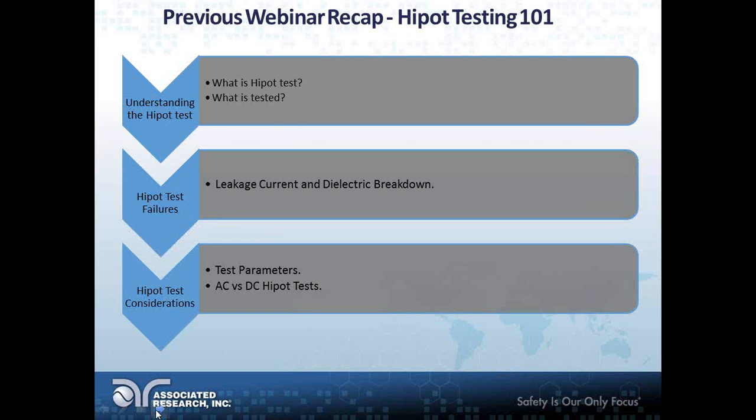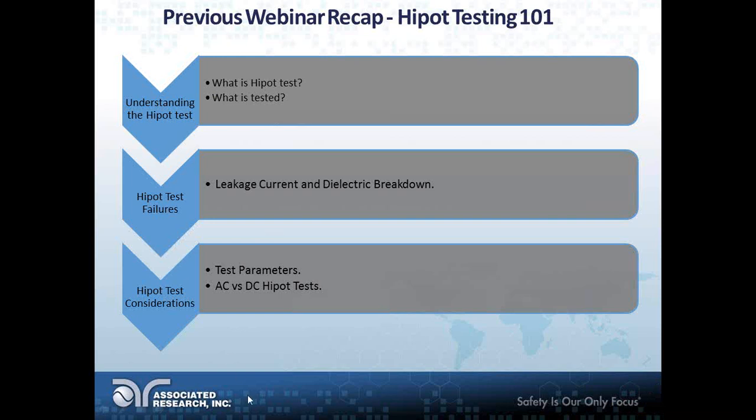I'm pretty much going to assume that you've seen Hipot Testing 101, or at the very least, you know the basics of Hipot and dielectric withstand testing. If you do know the basics of it, you should be fine to follow this material. Otherwise, you may want to go back, view that archive, and then watch this one at a later date. As I mentioned before, we are recording this, and it will be available on our website, so it's not like you're missing out if you happen to choose to go that route.